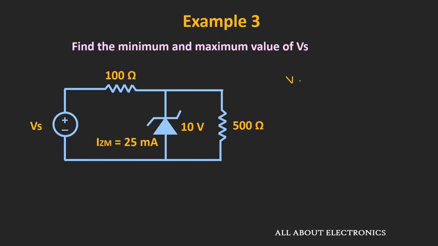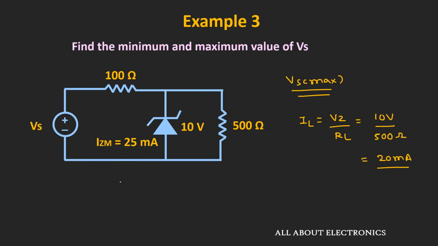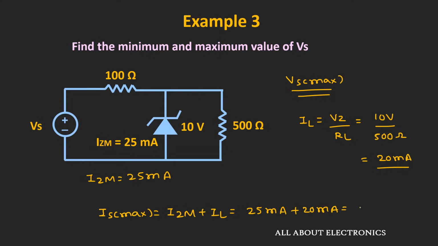Similarly, now let us find out the maximum value of this source voltage. To find that value, first of all let us find out the load current, that is equal to Vz divided by RL. And here Vz is equal to 10 volt and RL is equal to 500 ohm. That means IL will be equal to 20 milliampere. Now here we have been given that IZM is equal to 25 milliampere. That means Is max will be equal to IZM plus IL, that is equal to 25 milliampere plus 20 milliampere, which is equal to 45 milliampere.